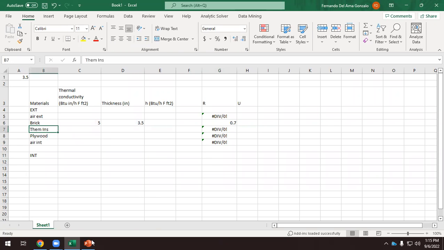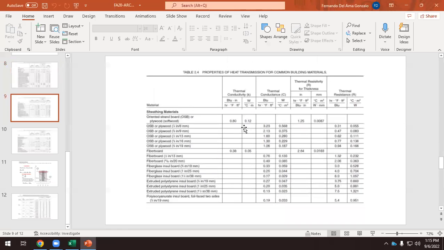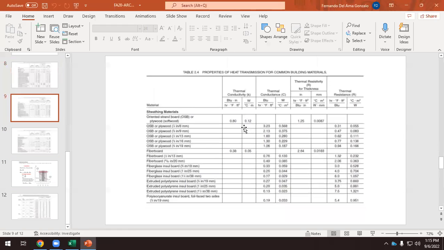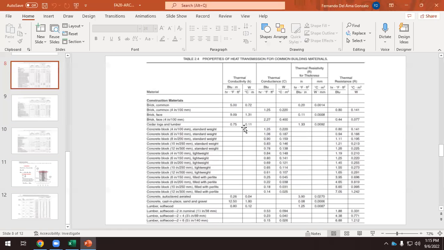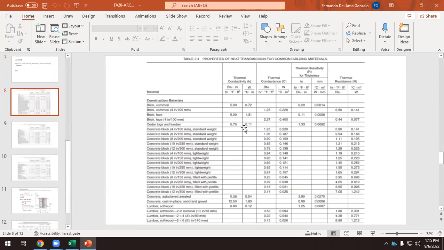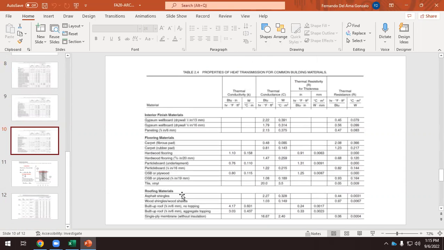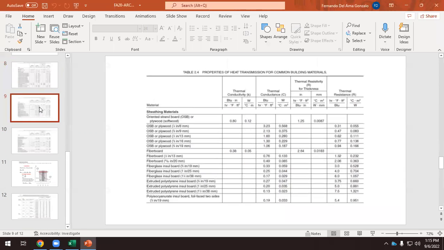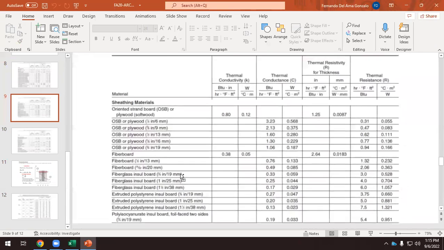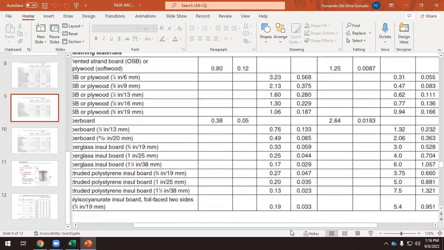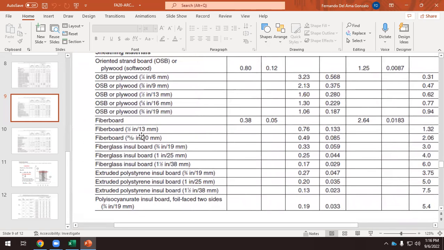What about the thermal insulation? So let's go to this. This is the plywood, gypsum, sheeting materials, construction materials, air cavities. Where do we have thermal insulating material? Okay, this is table 2.4. Well, they consider OSB plywood as almost thermal insulation material, but this is what really thermal insulating materials look like.